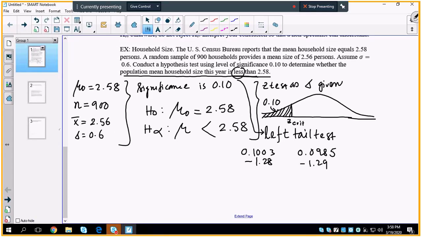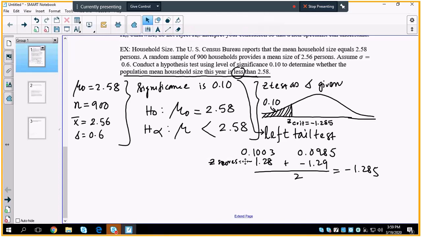I'm going to add these two z-scores in order to know the Z critical number and divide by 2, which will give me negative 1.285. That's this one, negative 1.285. I'm going to use the red marker to say anything to the left of the Z critical value is the critical region. So this portion is going to be called the critical region or the rejection region.